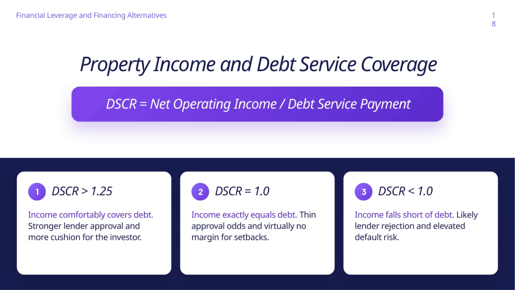When the DSCR equals 1.0, the property's income exactly matches the debt payments. This situation is riskier because there's no room for error or unexpected expenses. Lenders may be cautious, and approvals can be difficult. Finally, if the DSCR is less than 1.0, it means the property generates insufficient income to cover debt obligations. This usually leads to lender rejection and poses a high risk of default. Understanding these thresholds helps in assessing financial leverage and deciding which financing options make sense for an investment.